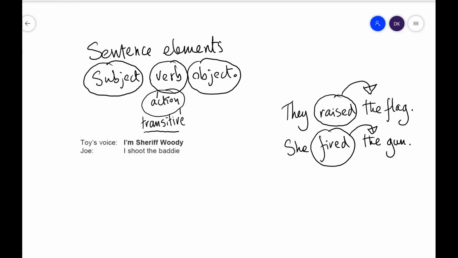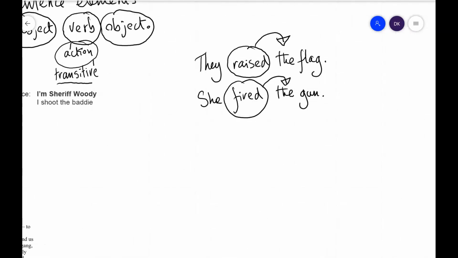One way to think about it is to say, well, if I stopped after the first part and then said what, and then answered it, then you're probably looking at a subject-verb-object construction using a transitive verb. So they raised. What did they raise? They raised the flag, object. She fired. What did she fire? She fired the gun, object. Transitive verb. What is an intransitive verb, you might ask?